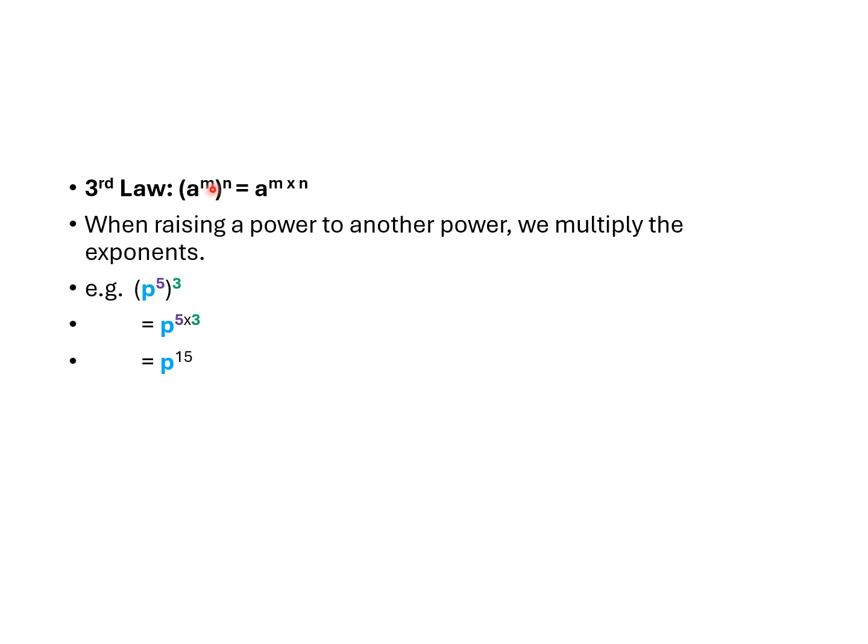Right, third law of exponents. If we have an exponent in a bracket, a to the power m, and it's raised to another exponent outside, or one power is raised to another power, then we multiply the exponents, so that becomes m times n. So when raising a power to another power, we multiply the exponents. There I have base p, exponent 5, and on the outside 3. So 5 times 3, p to the power 15. So that's the basic third law.